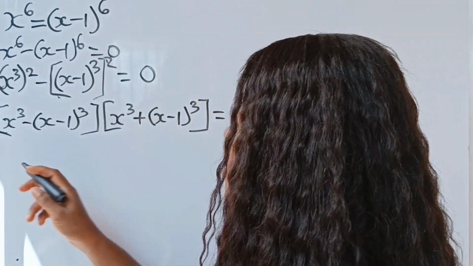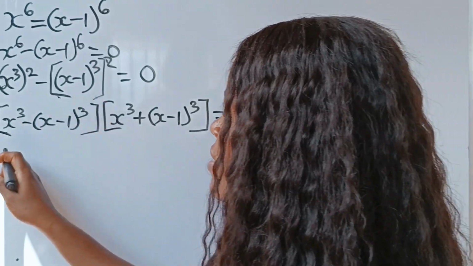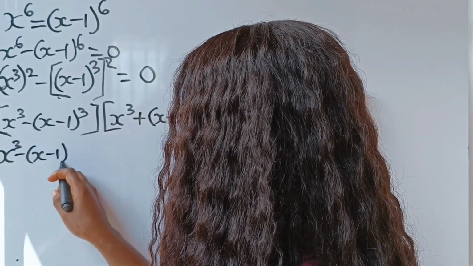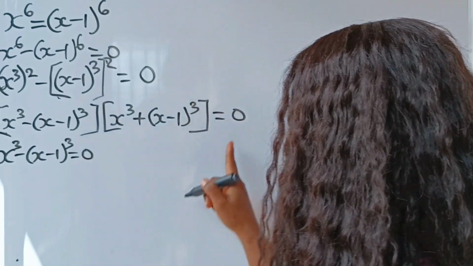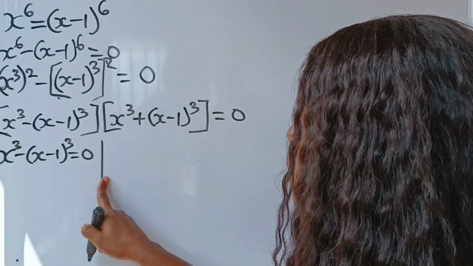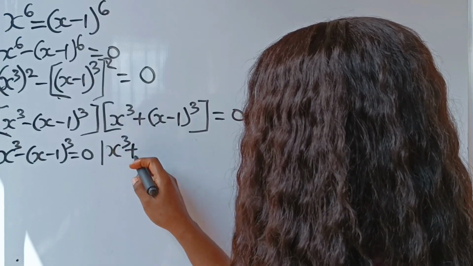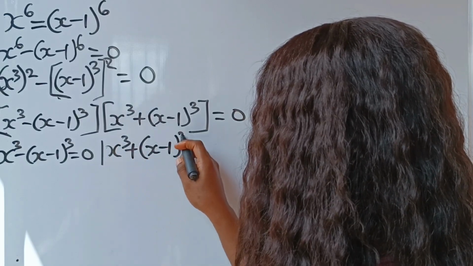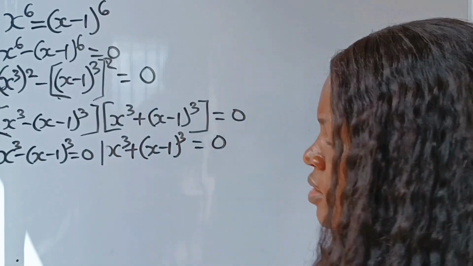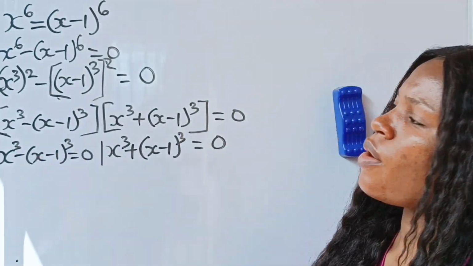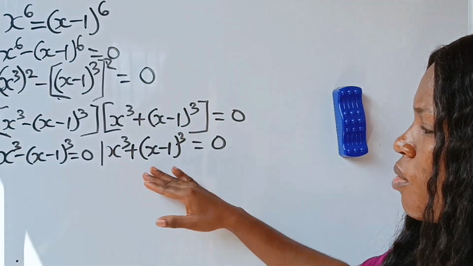All right, so we can now write the first one as x to the power of 3 minus (x minus 1) to the power of 3 is equal to 0. Then the second one, x to the power of 3 plus (x minus 1) to the power of 3, is also equal to 0. Now we are going to start from here first. Let's solve this, then we are going to come back to solve this, all right?